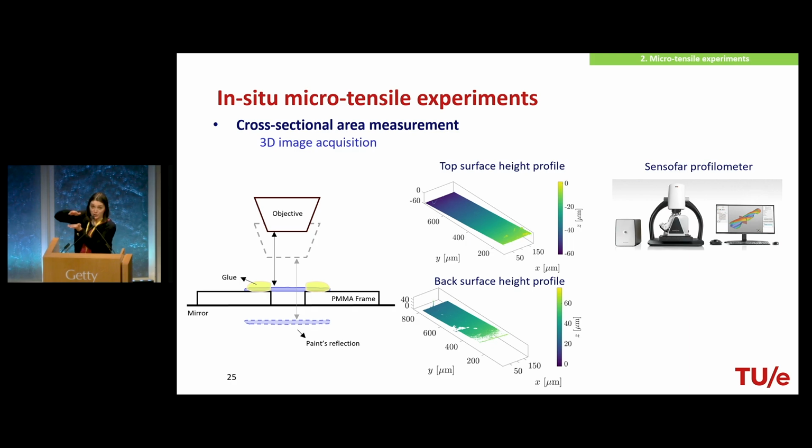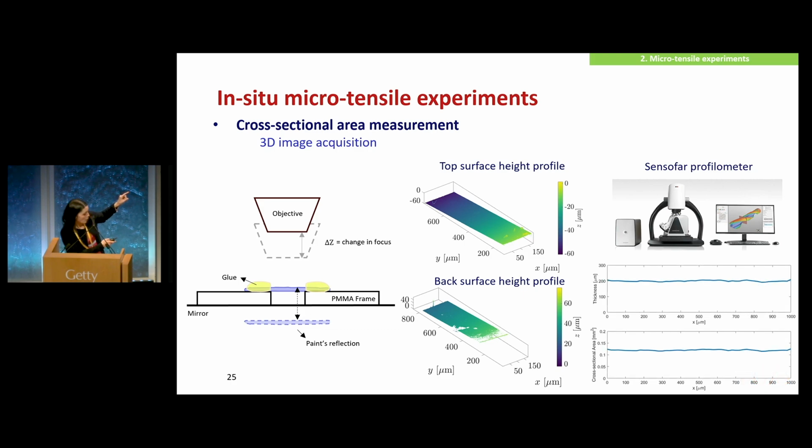So if we position them with respect to each other at the right distance, that actually relates to the change in focus of the microscope, because this change in focus is actually equal to 2 times the thickness of the frame plus the thickness of the paint. We can actually accurately evaluate the local thickness that you see here in this figure, and from the local thickness, since we can also accurately measure the width, we have a cross-sectional area.